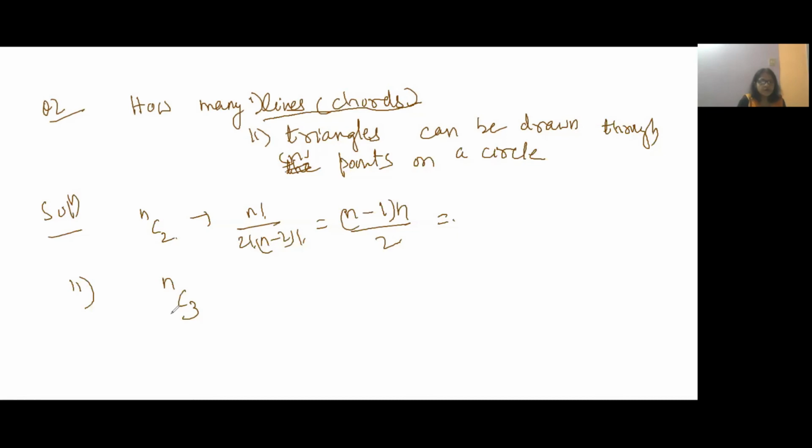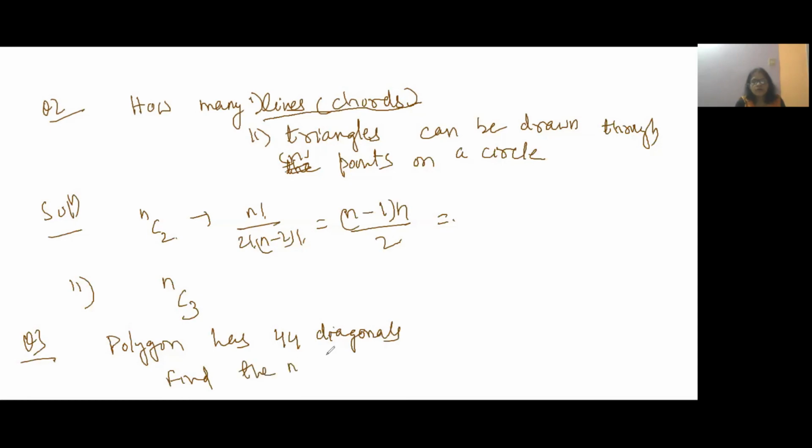And one more last, I thought this is the last question, but okay, one more last. So if I write here, a polygon has 44 diagonals. Find the number of sides. Okay, polygon has 44 diagonals. Find the number of sides.